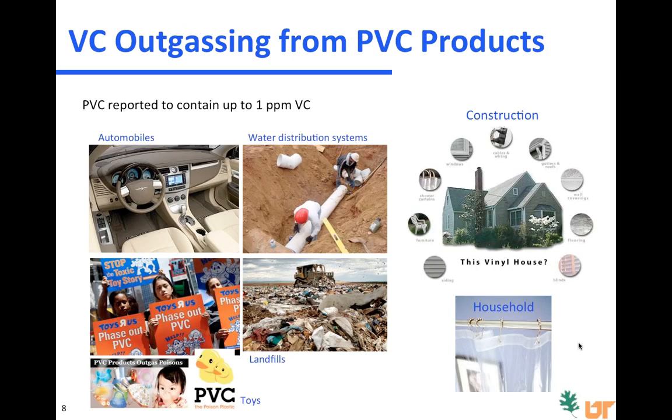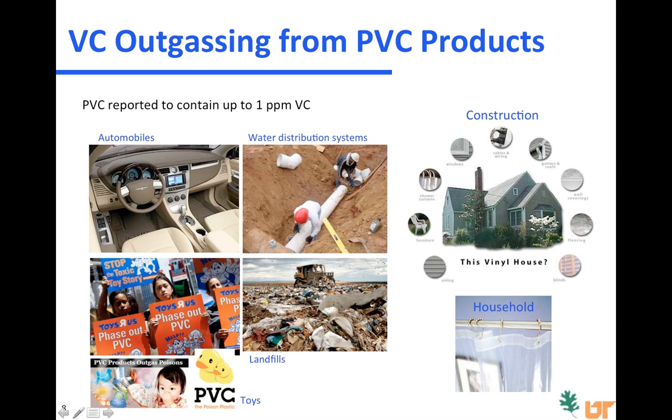Well, another way to get exposed to vinyl chloride is outgassing of vinyl chloride from PVC products. And there are reports that PVC products can contain up to 1 ppm of vinyl chloride monomer, so VC. And I told you before, PVC is used in many different applications. The automobile interior, water distribution systems use mostly vinyl chloride or PVC pipes. Many toys for children are made out of PVC.